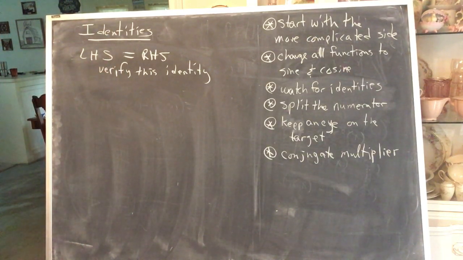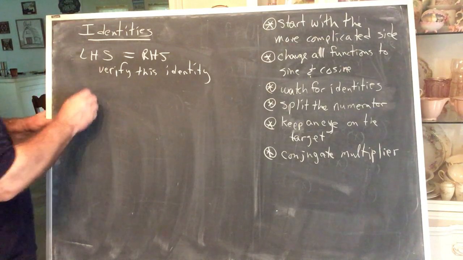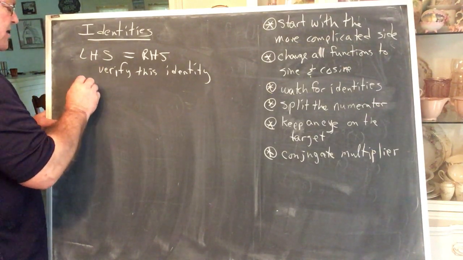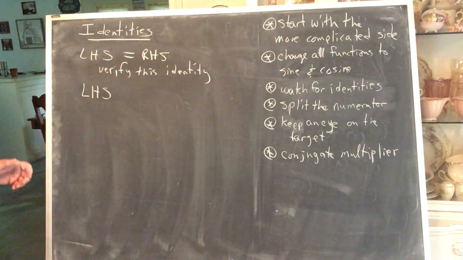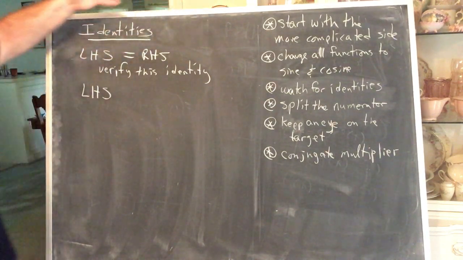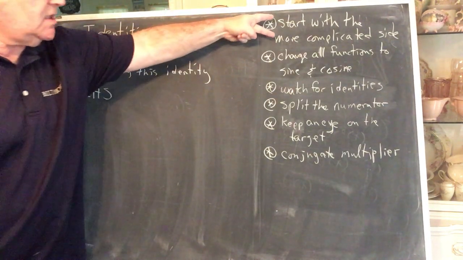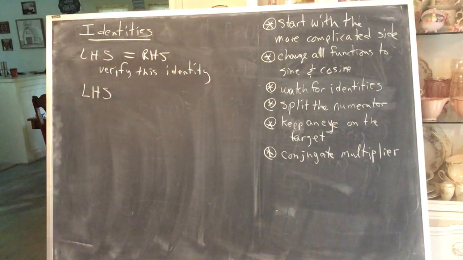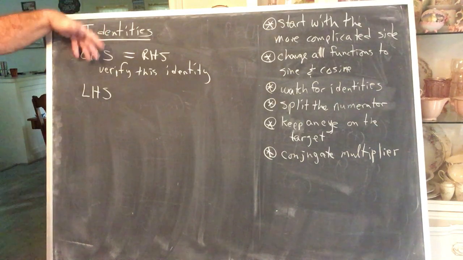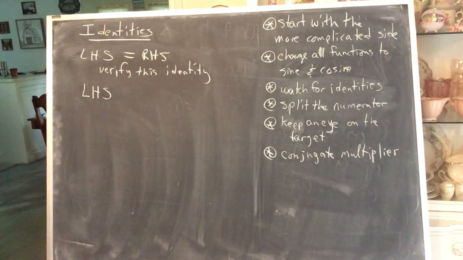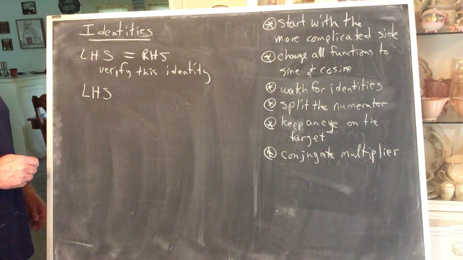The next piece is this. What we want to do is be able to say this. This is the procedure. We will start with one side or the other. Typically, you want to start with the more complicated side. Let's assume that in our example, the left-hand side is more complicated than the right-hand side. So I'm starting with the left-hand side.